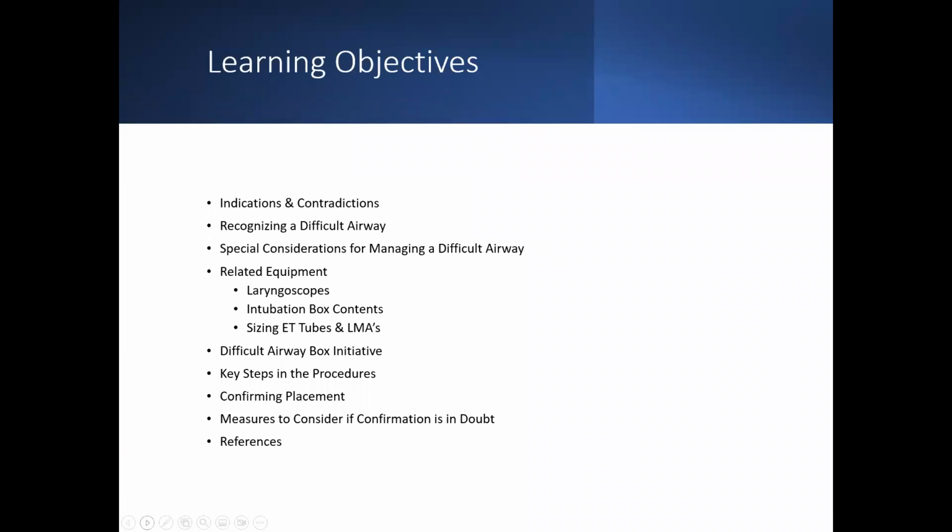So let's look at learning objectives for the next about half an hour. We're discussing the indications and contraindications for intubation, or putting an artificial airway in place, recognizing some different strategies that we can use to help recognize a difficult airway in anticipation, special considerations for managing a difficult airway, related equipment, so laryngoscopes, intubation box, sizing of ET tubes and LMAs, a little bit on the difficult airway box. Many places are instituting that. Key steps in the procedures, key steps in confirming placement, measures to consider if confirmation is in doubt, and then some wrap-up points and some related references.